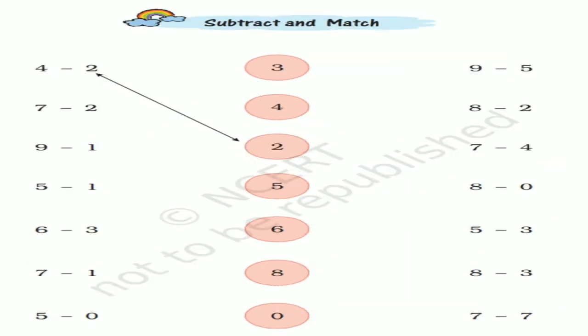Next, 8 minus 0. 0 means nothing. We are removing nothing from 8. So 8 minus 0 is equal to 8.